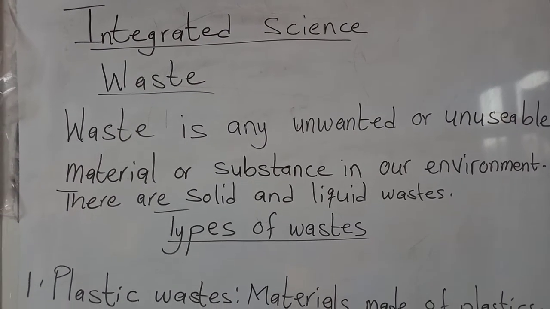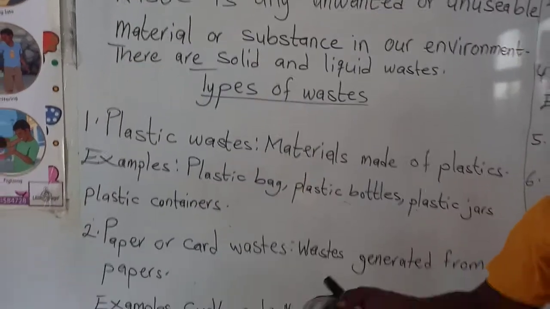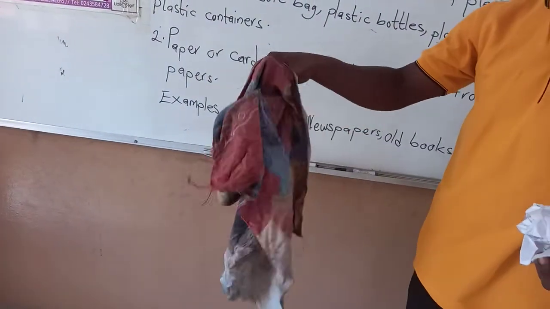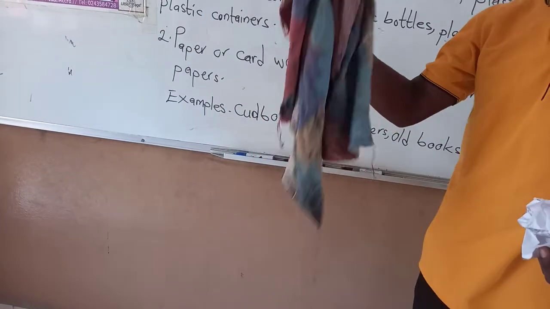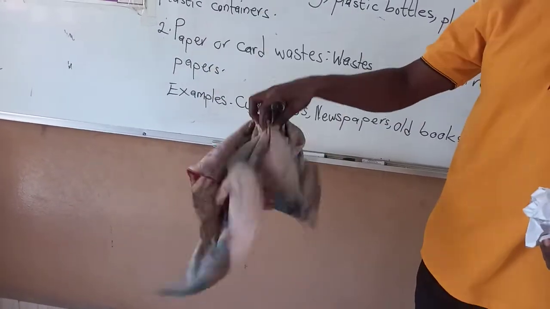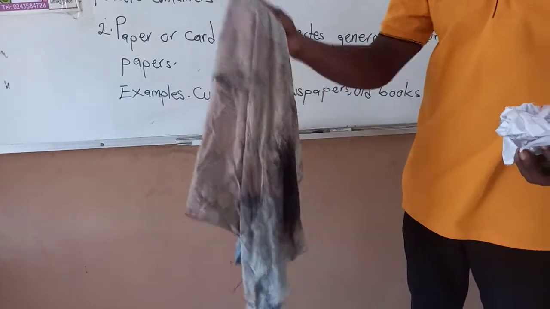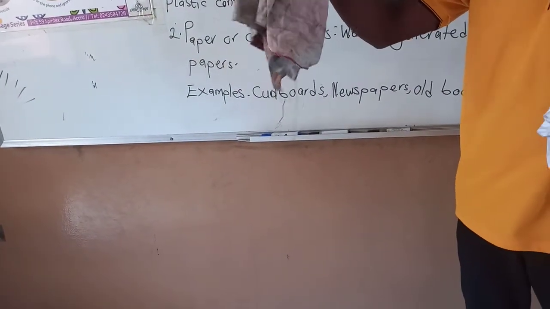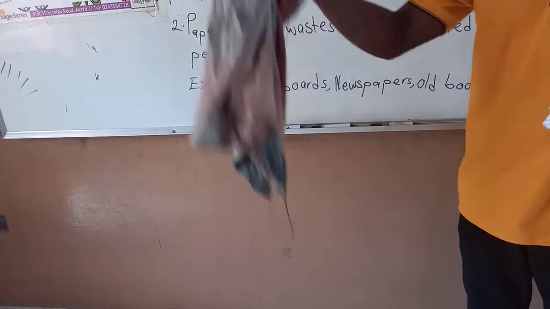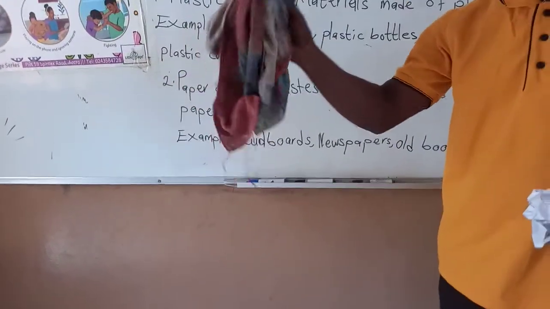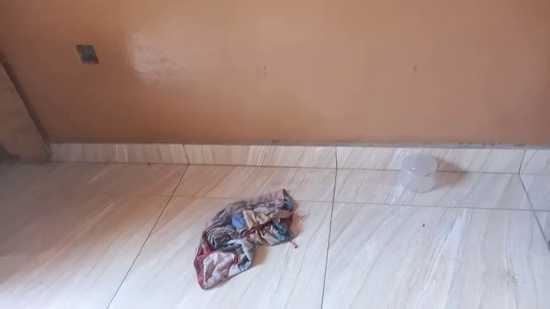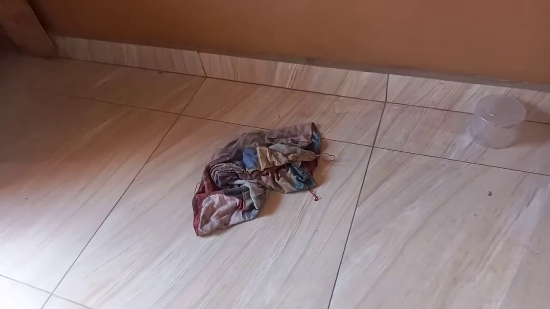Now, let's look at this. This is a rag that we used to dust our desk. We used it to keep our desk clean. So it's useful to us, though it's dirty. But the moment we don't need it anymore and we let it down there, it becomes a waste in the environment.